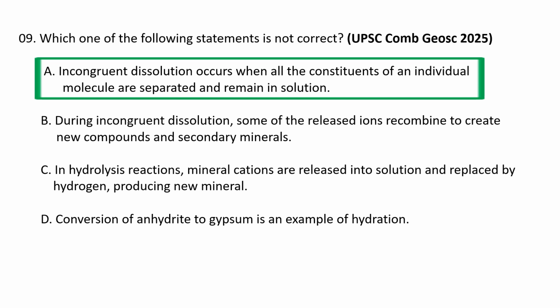So during incongruent dissolution, some of the released ions recombine to create new compounds and secondary minerals. And in hydrolysis reactions, mineral cations are released into solution and replaced by hydrogen, which produces new mineral. And D, conversion of anhydride to gypsum is an example of hydration. And the statement which is not correct is the one on incongruent dissolution. It occurs when all the particular constituents of an individual molecule are separated and remain in solution.